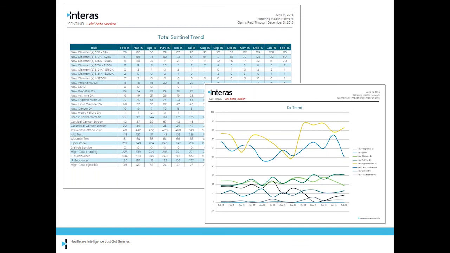Oh, here we go. I forgot that this was here. But this talks about, on the left, a month-over-month trend, and this shows a lot of the rules that we've already developed in the Sentinel, looking month by month: new heart failure diagnosis, breast cancer screens, various procedures that we either want to know about because they're good, like cancer screenings, A1C tests, or we want to know about because they might be harbingers of things to come, like ESRD and high-cost injectables.